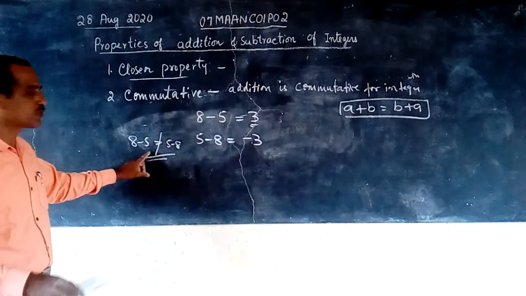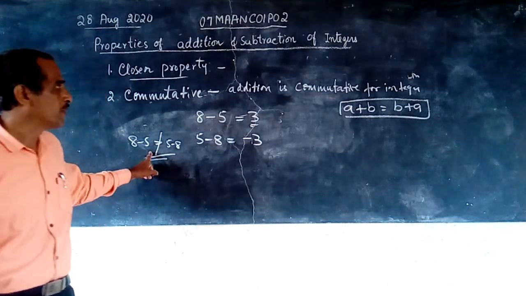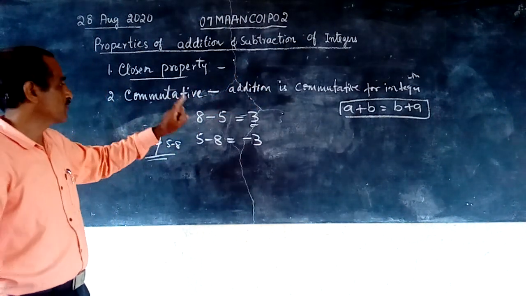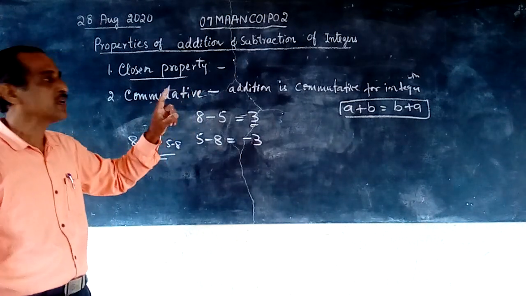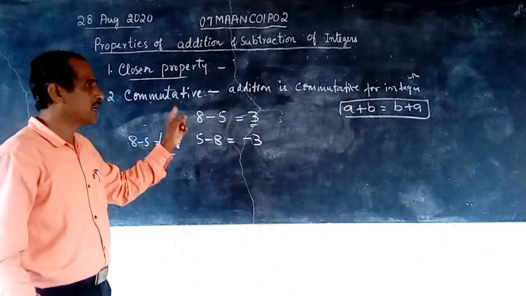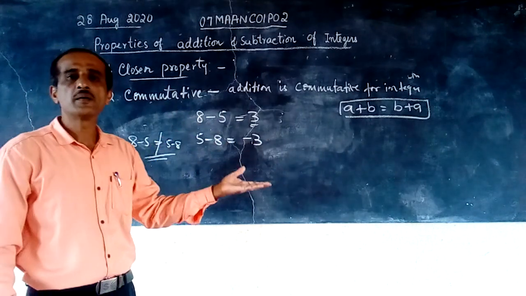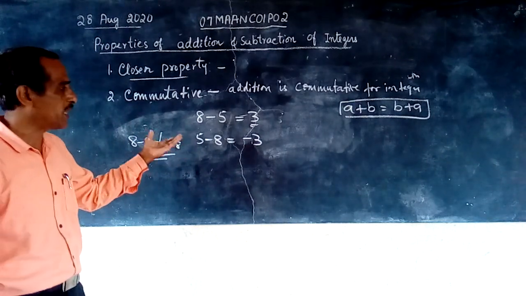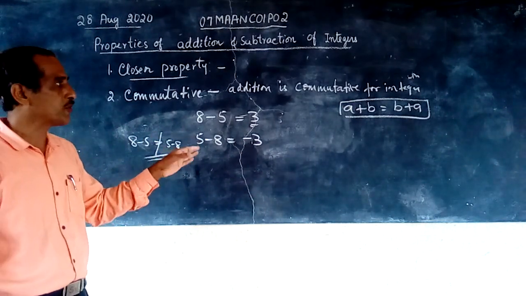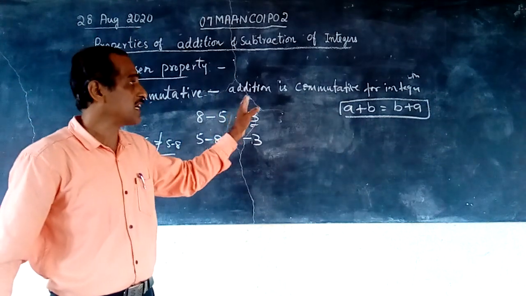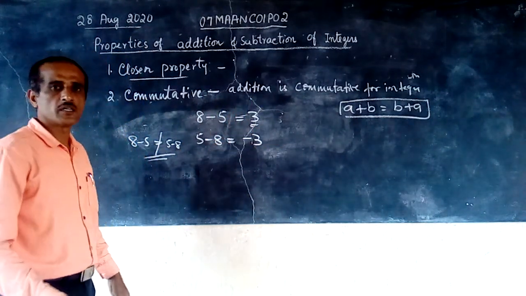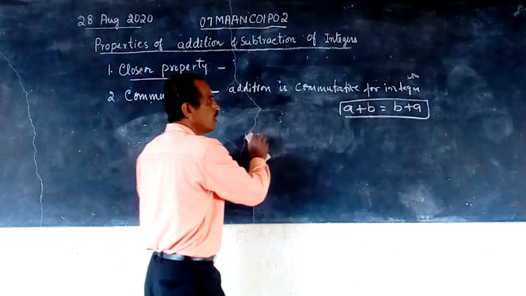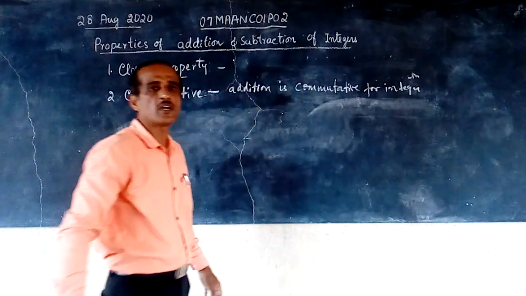So, it does not hold good for commutative property. Therefore, we can say addition is commutative for integers, but subtraction is not commutative for integers. Why? A minus B is not equal to B minus A. Therefore, we can say subtraction is not commutative. So subtraction is not commutative, but addition is commutative for integers. So this is the second property of integers.